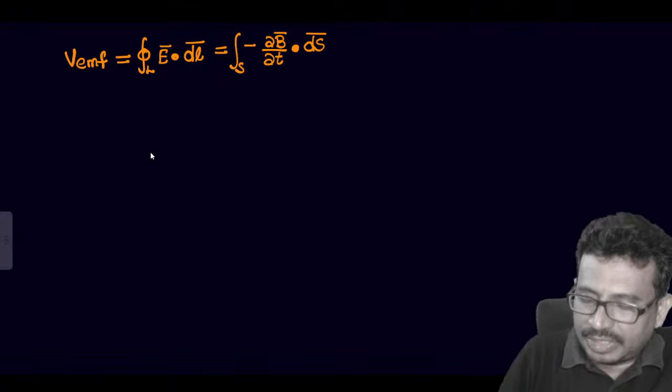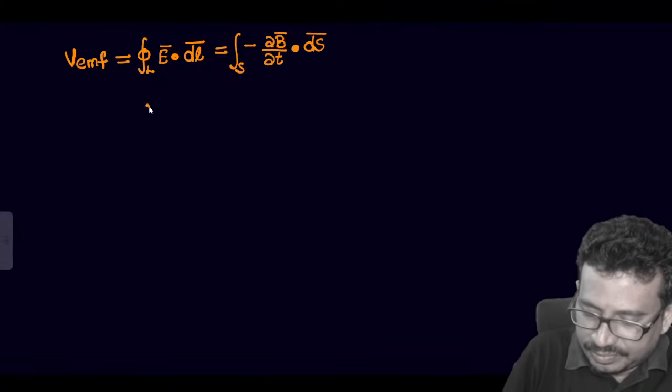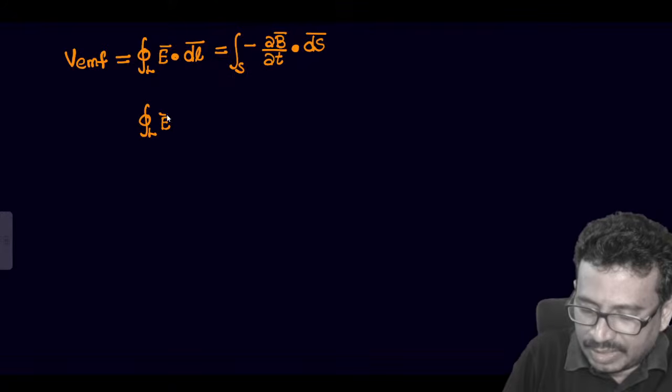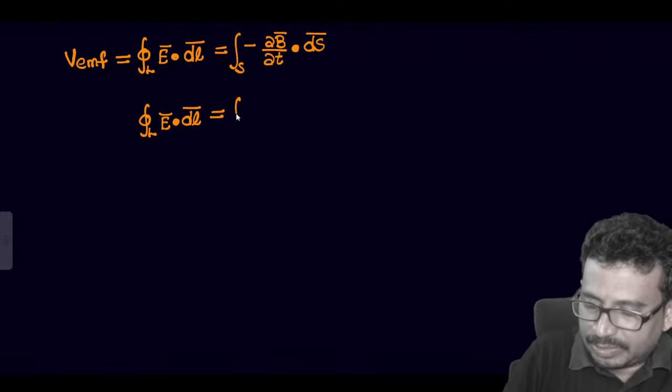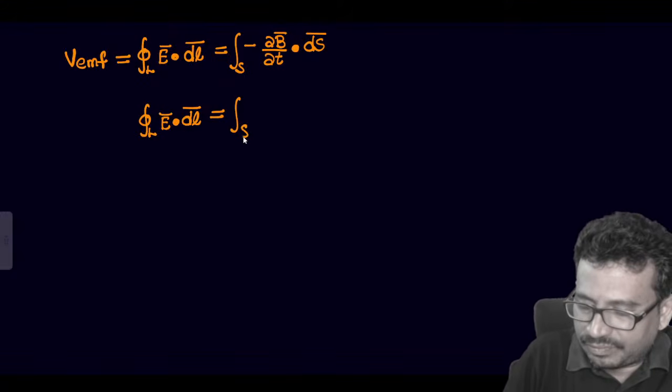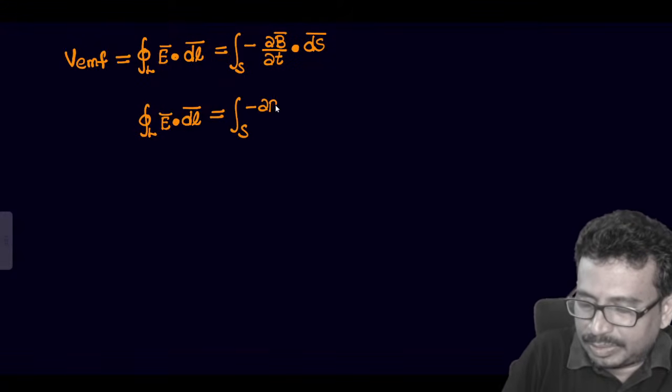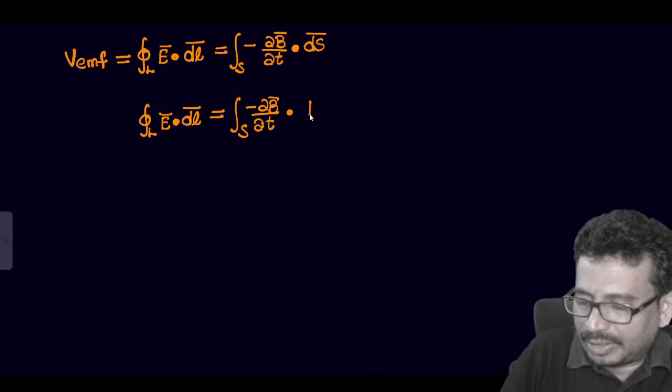Now I am equating these two. If I equate these two, what do we have? This is E bar dot dl, which is equal to what? You tell me now. The integral of minus dou B by dou t dot ds.